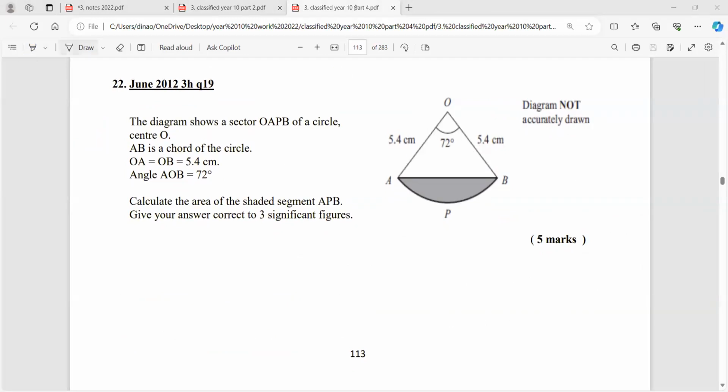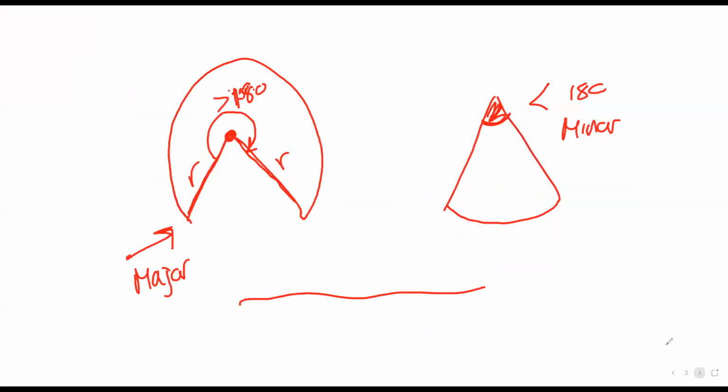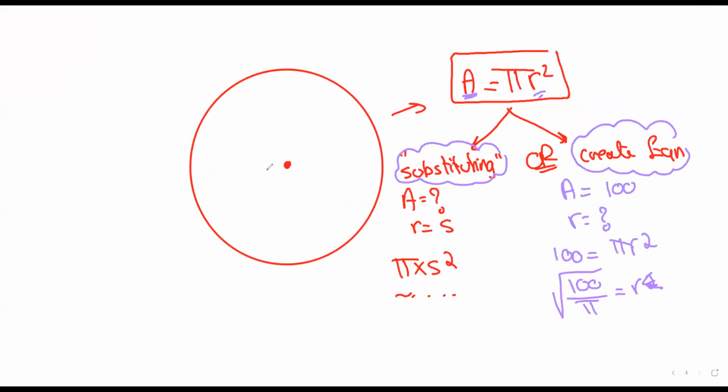The question says the diagram shows a sector, and AB is a chord. Now, I don't know if you know what a chord is, so I'm just going to say it super quickly. Where is the part where I draw with my smart pen? This is the smart pen. This is called a chord. What is a chord?